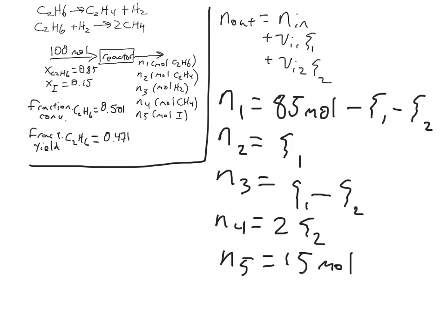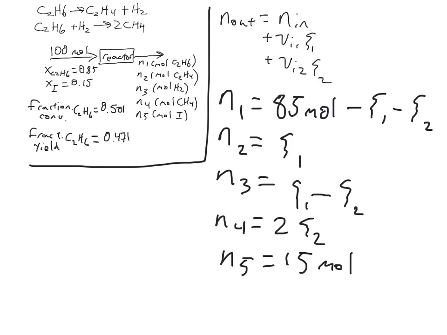And then N5 is the inerts, which are not participating in the reaction, so it's constant, and that's 0.15 times 100, or 15 moles. These are the equations that we need to use to find N1, N2, N3, and N4. What we really need to do is find out what extent 1 and extent 2 are. If we know extent 1 and extent 2, we can find out what all of N1 through N4 are.